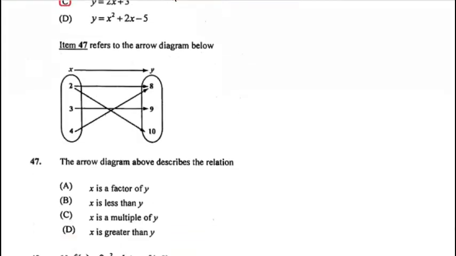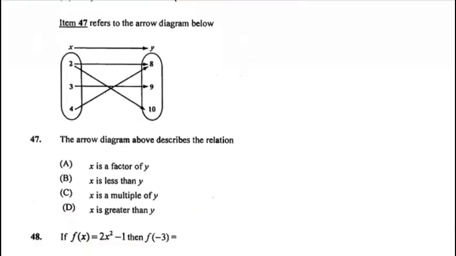47, the arrow diagram above describes the relation. So we're completing this statement. A says x is a factor of y. So we can look and we see that 2 is indeed a factor of 8 and 10, 3 is indeed a factor of 9, and 4 is indeed a factor of 8. So right there and then we can indeed say A is our answer.